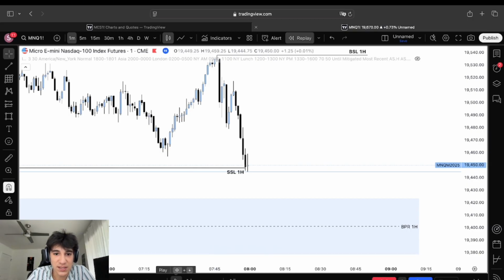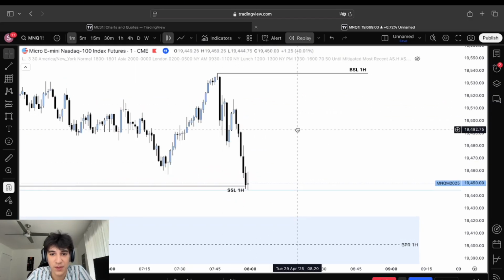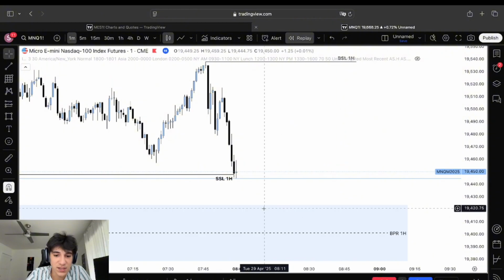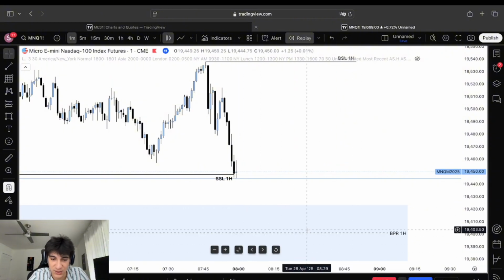Actually, never mind. Sorry, sidetrack. But we see here, this is pre-market. I'm basically just waiting for price to fill into here and then to see my 1 minute entry model and then proceed from there.